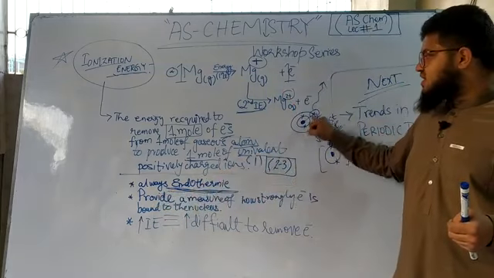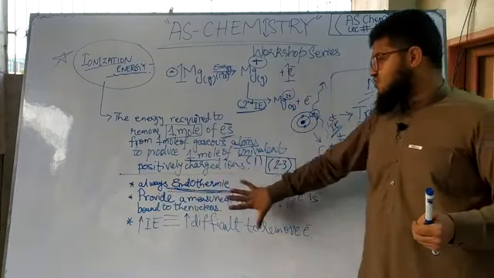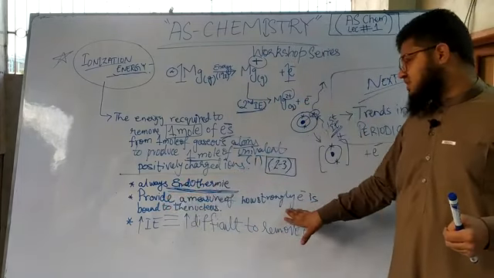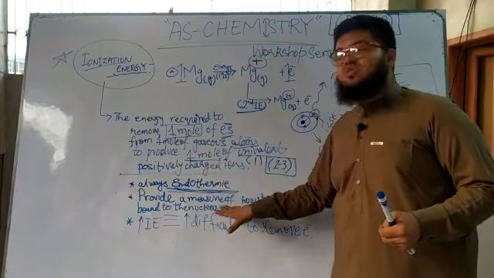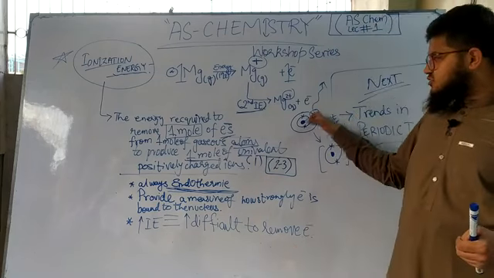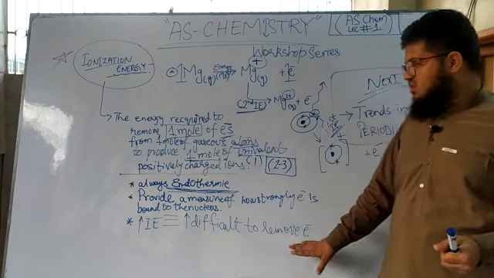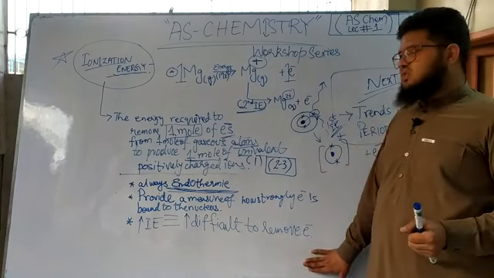Since we need energy to break this attraction, this ionization energy also gives you an idea of how strongly this outermost electron is bound to the nucleus, as I explained right over here. So the greater the ionization energy, the more difficult it is to remove the outermost electron.